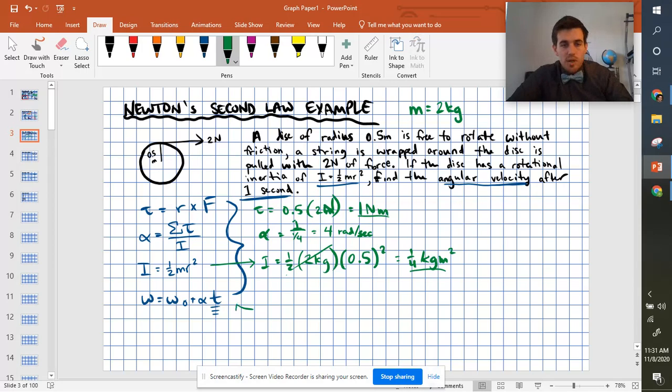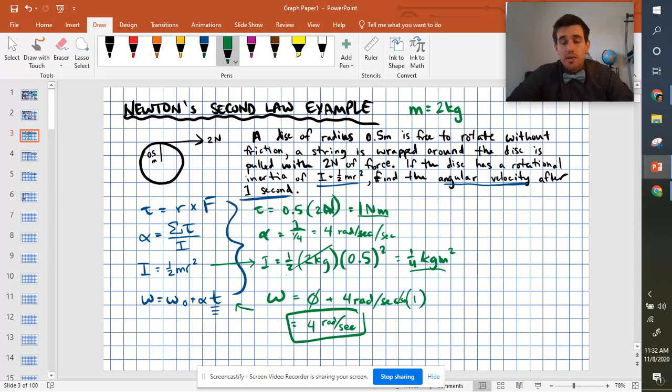Finally, I can go to this equation here, and I can say the final angular velocity is going to be, let's see, omega naught is 0. It's starting from rest. I don't think I said that, but it's starting from rest. Plus alpha, which we figured out was 4 radians per second squared, and then finally the time that it's spinning is 1 second. So the angular velocity is going to end up being 4 radians per second.